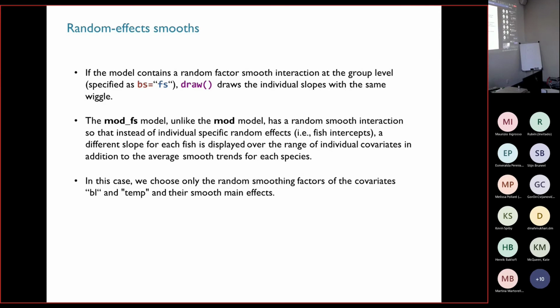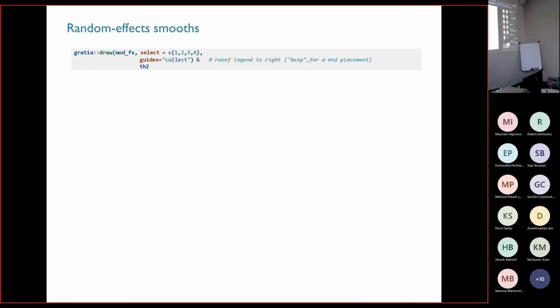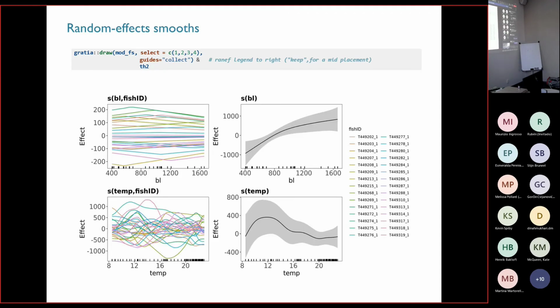Another interesting application of this package is plotting the random effects, the smooth effects. So we have fitted before a model FS that includes an interaction between one covariate and then a different slope for each level of the covariate. So for each species we fit a slope and an intercept. So we want to plot this. To plot this, we use the draw function the same way. The thing is that the result is going to be different.